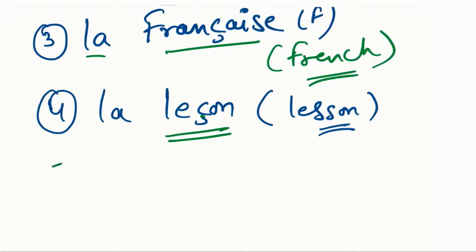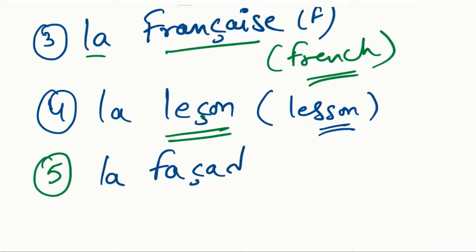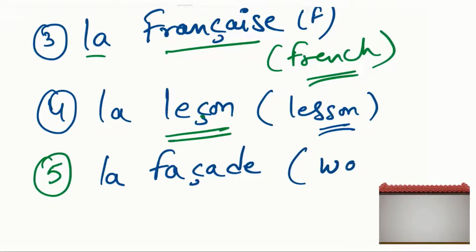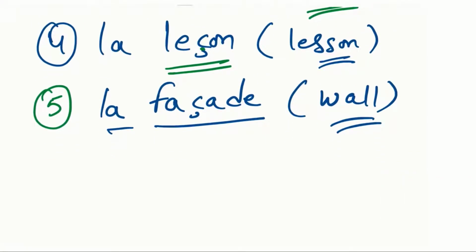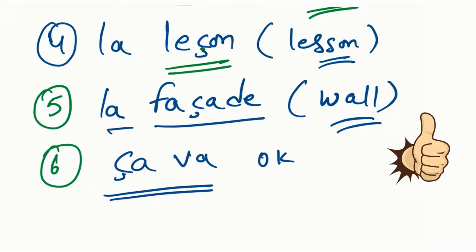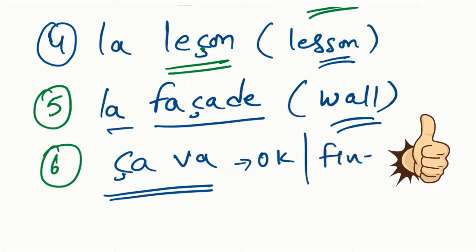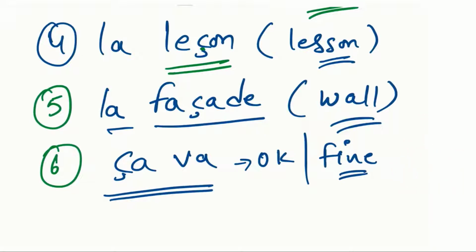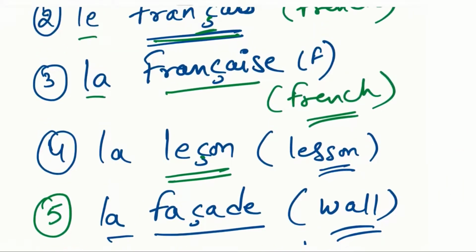Okay, let's see the fifth one now. The fifth one is la façade. La façade, and this is wall, the front wall of the building. Okay, let's see one more example. The next one will be ça va. This we have done so many times. Ça va. The meaning is okay, or you can say fine. D'accord? Okay.